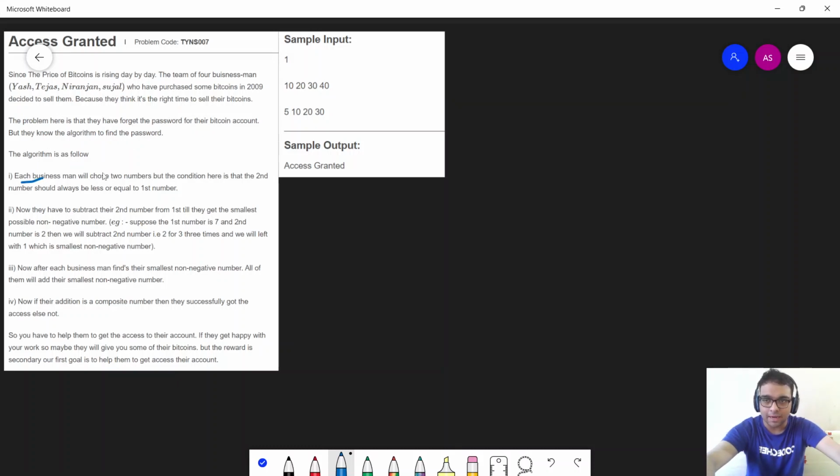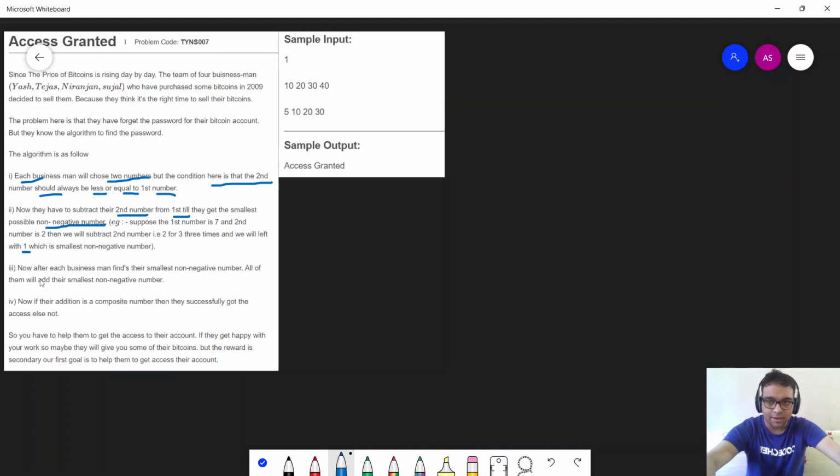Each businessman will choose two numbers, with the condition that the second number should always be less than or equal to the first number. Now they have to subtract the second number from the first till they get the smallest possible non-negative integer. Suppose the first number is 7 and the second number is 2, then we keep subtracting 2, three times. We are left with 1, which is the smallest non-negative integer.